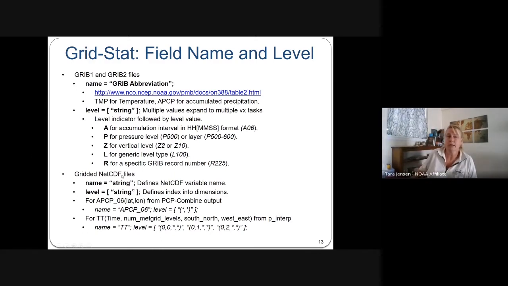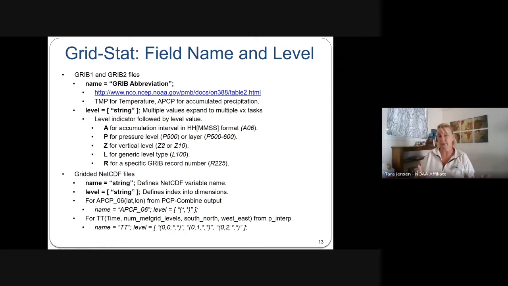And then if you want to pull out a specific record number from the GRIB data, if you're really struggling with getting the right field, you could look in the GRIB data and identify the record layer and record number and pull out that record number. However, you have to be careful because GRIB data is written as it comes out of the model, and so that record number could change for a particular field in each different file. So you can't always rely on 80 meter winds being R225. For netcdf, the name is a string.